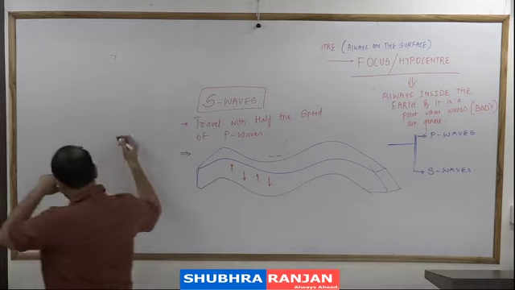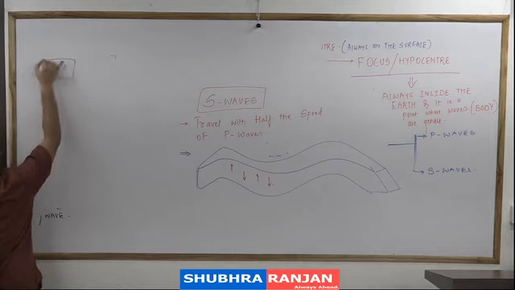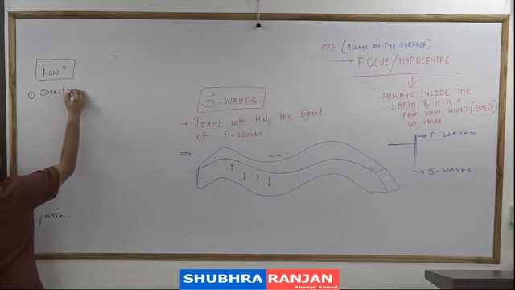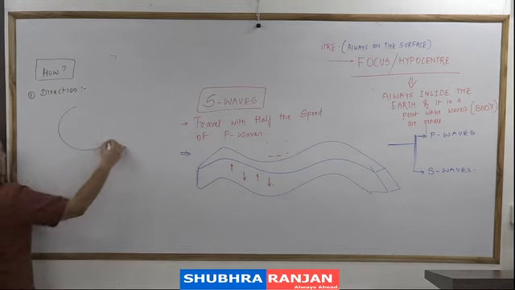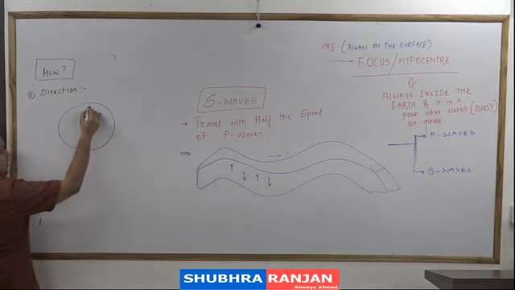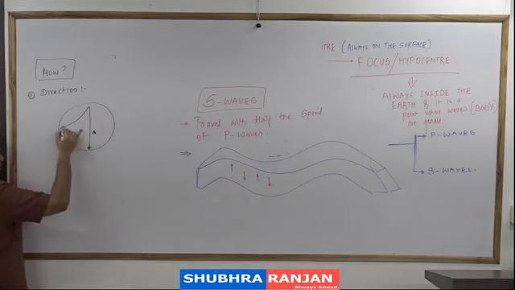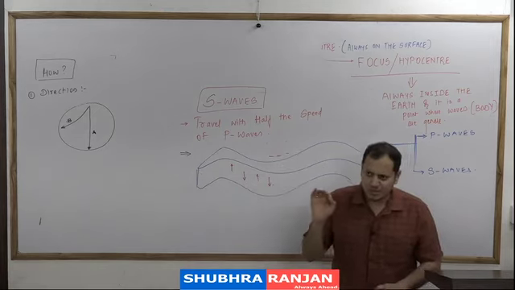Now, how do they help in studying the interior of the earth? First is direction. Suppose this is the focus, and from here the wave is generated. Don't write anything, just understand: if the wave travels in manner A versus if the wave travels in manner B, what can you conclude?